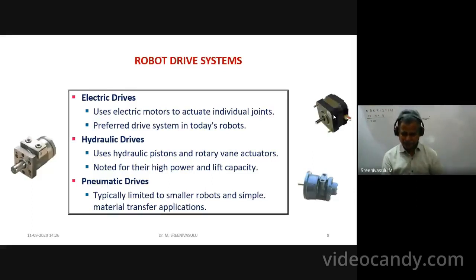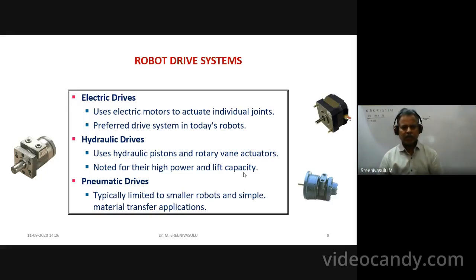And of course, hydraulic drives, if you want to have high power and high lift capacity, that time we recommend going for hydraulic devices. This we have experienced even. The earthmoving equipment, heavy equipment, bulldozers, all those things, when you consider them, they are all working with maybe heavy lift cranes. They are all working with hydraulic devices.